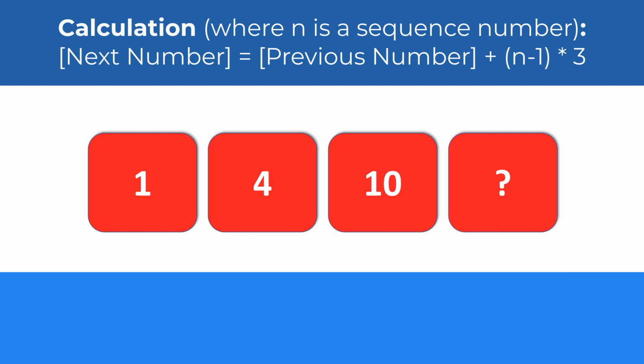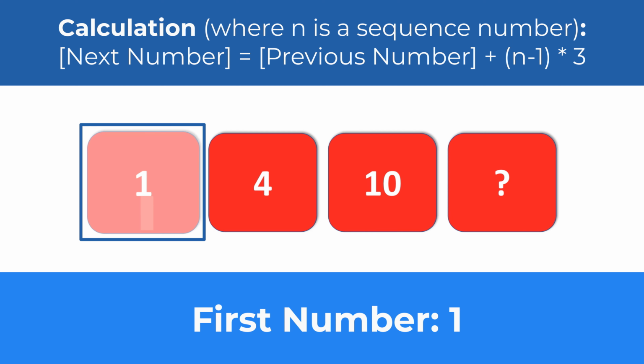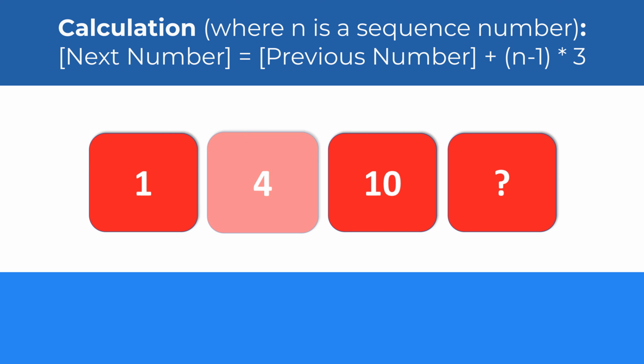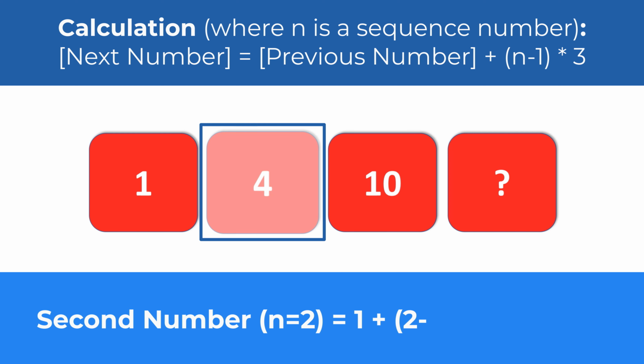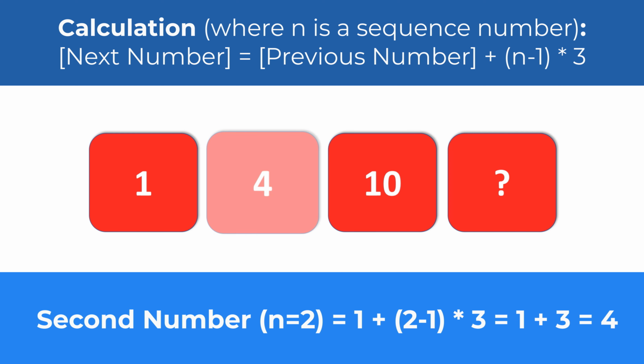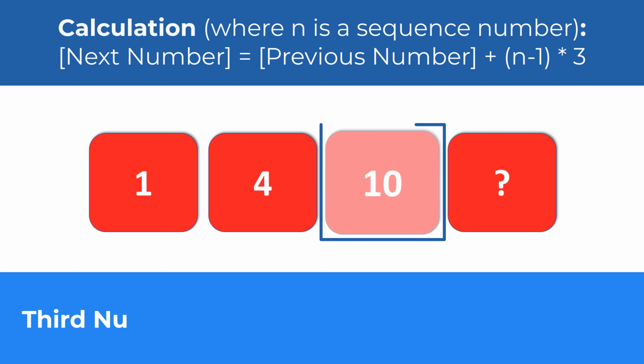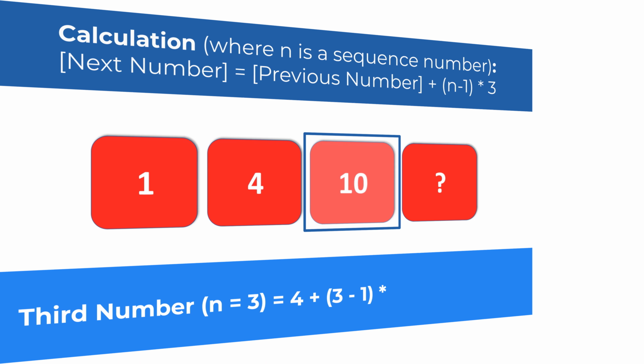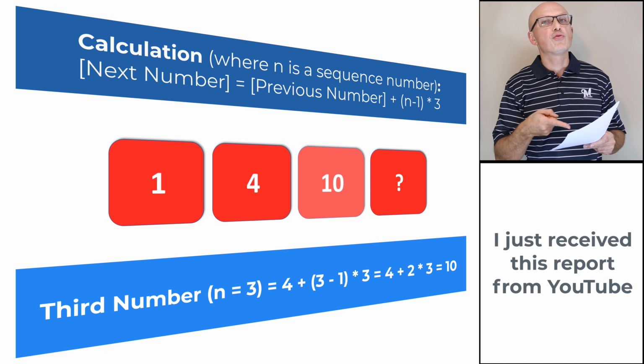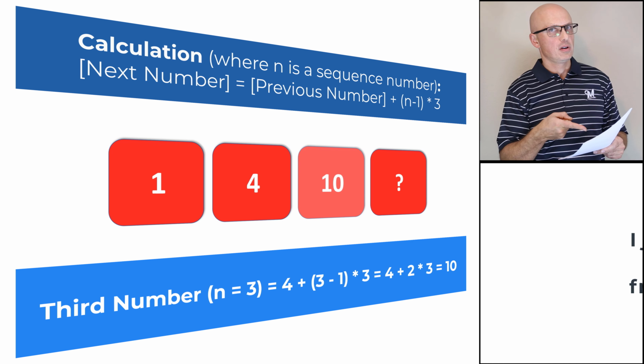So to calculate the missing number, let's walk through the sequence. The first number in the sequence is 1. Second number, where sequence number is 2, can be calculated as previous number 1 plus in parentheses 2 minus 1 multiplied by 3, which is 1 plus 3 equals 4. The third number, where sequence number is 3, could be calculated as 4 plus 2 multiplied by 3 equals 10.